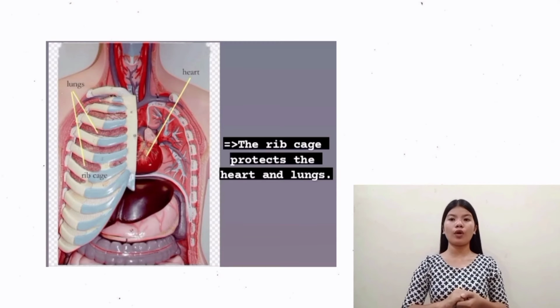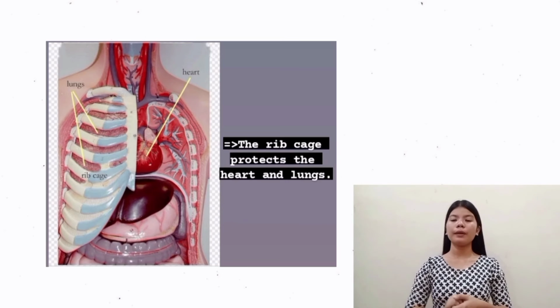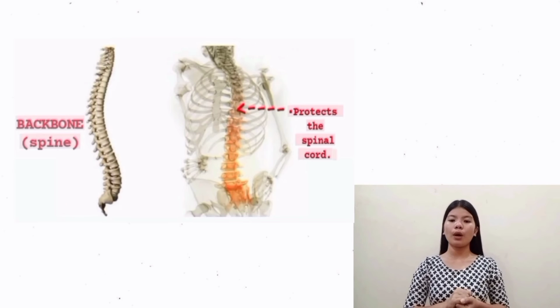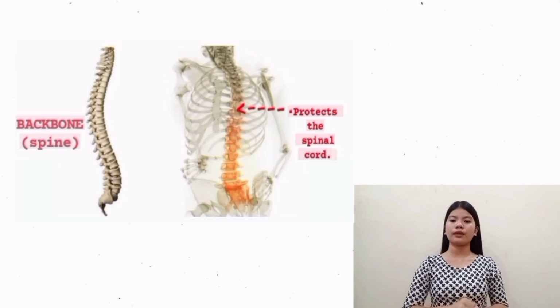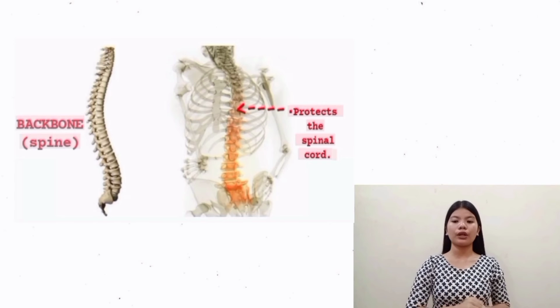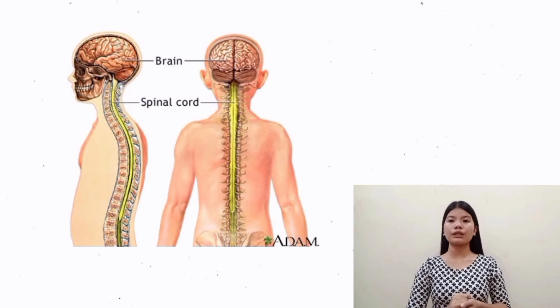The rib cage is made up of curved bones called ribs. The rib cage protects the delicate organs inside our chest, the lungs and the heart. The backbone. The backbone, or spine, is a long and curved bone. The backbone protects the delicate spinal cord. The spinal cord is one of the most delicate organs in the body because it is the pathway for messages sent by the brain to the body and from the body to the brain.